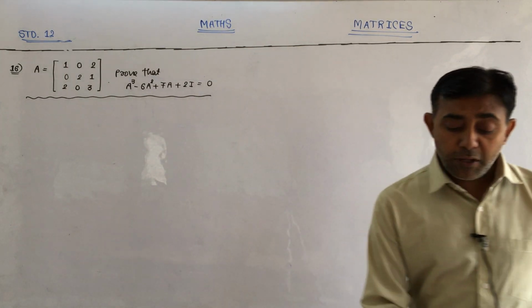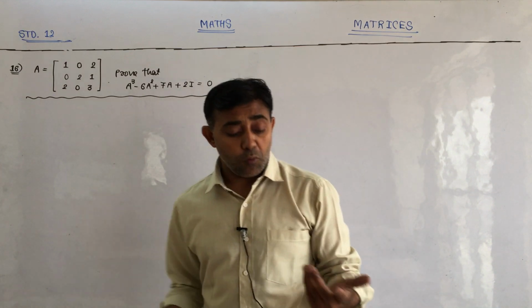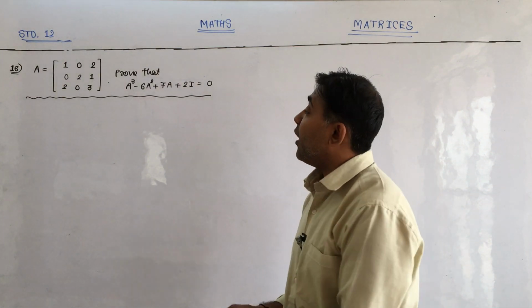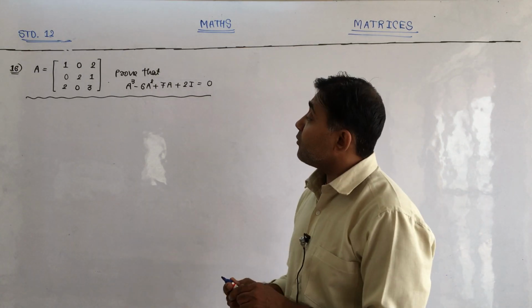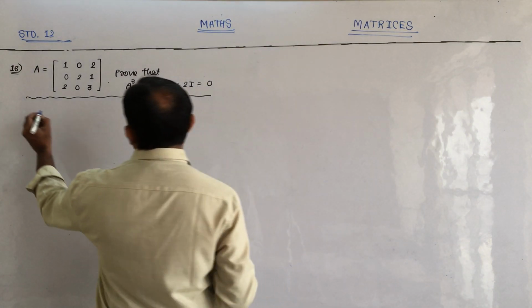Okay, so we have to start with A cube first. A cube means what? A square into A. So it's a very long process to find A cube. Actually A square and A cube are both our required results. So we start with A square.